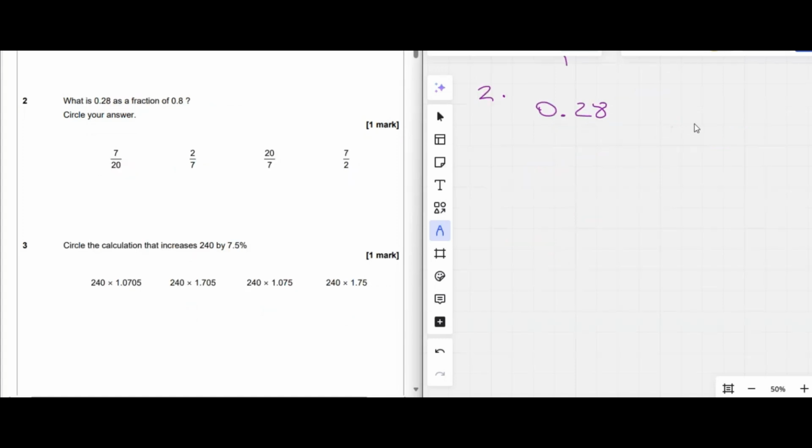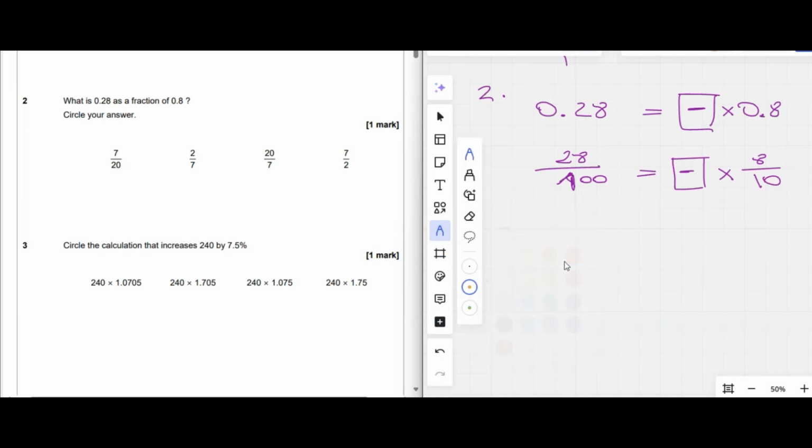0.28 as a fraction of 0.8. So we have to multiply 0.8 by something to get 0.28. Let's change decimals to fractions, and there will be something times 8 over 10. So maybe let's try the first one, 7 over 20. Let's see.